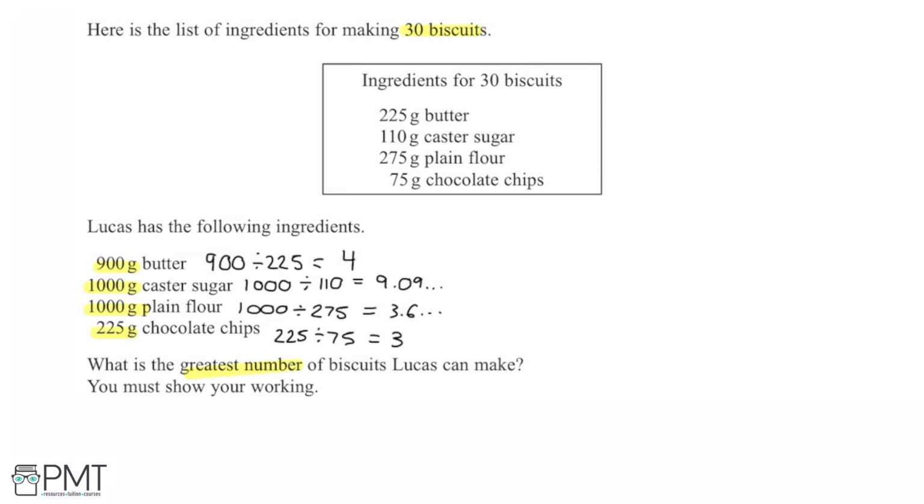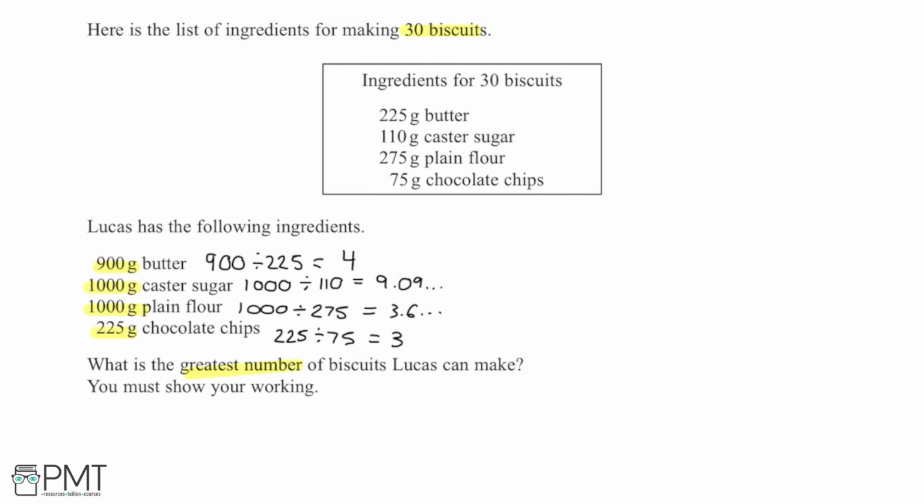Now if I look down these numbers of batches, the lowest number here we have is 3. So the chocolate chips are effectively the limiting factor here. They're the ingredient that stops us from making more batches with the ingredients that we have.